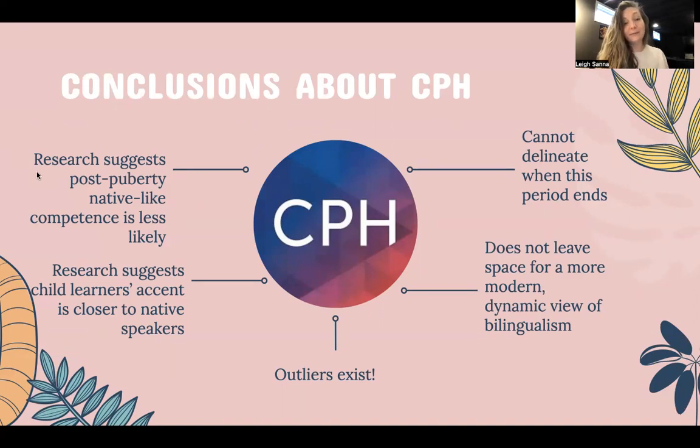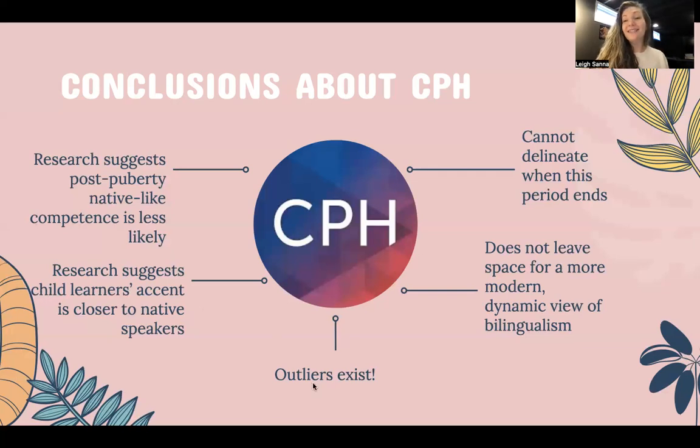The research does seem to suggest that post-puberty native-like competence is less likely. So they've had studies where they had children or students that started learning a second language after puberty, and then tested to see if native speakers could tell by listening to them if they were native or non-native. And most found that they could tell that they were non-native by parts of their accent, some of the words they used, or the way they constructed sentences, etc. The research also does seem to suggest that the child learner's accent is closer to native speakers. So if you start learning as a child, you're more likely to be able to develop an accent close to a native speaker.